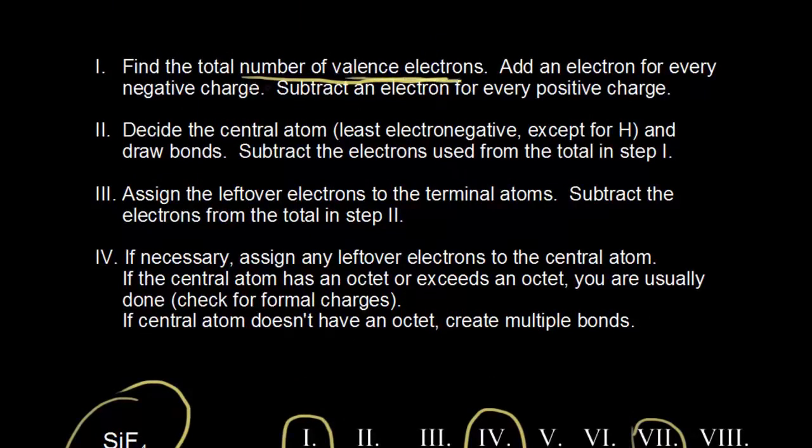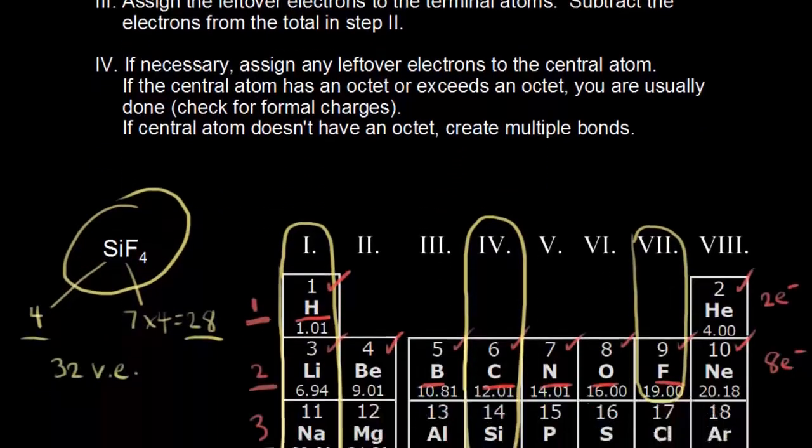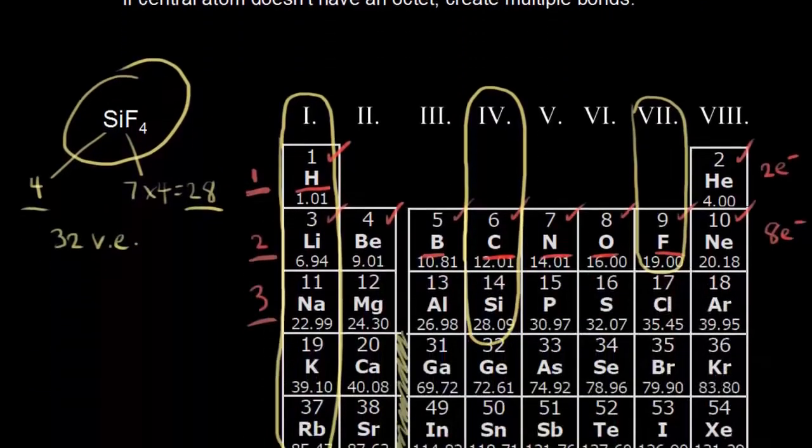We don't have any kind of charges, right? So we don't need to worry about the rest of step 1 here. We move on to step 2, where we decide the central atom of our dot structure. The way to do this is to pick the least electronegative element that we have here, and then draw the bonds. For our example, we're working with silicon and fluorine, and so we can go ahead and find those again on our periodic table.